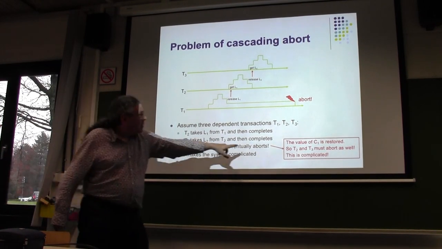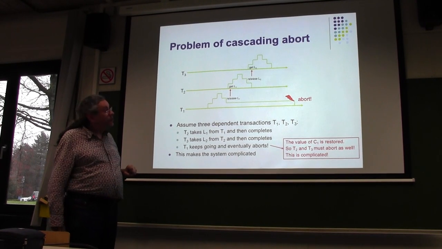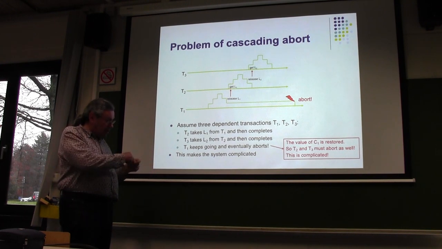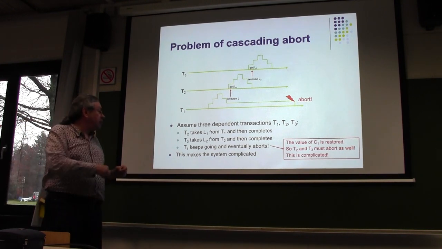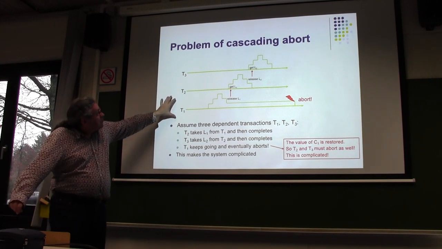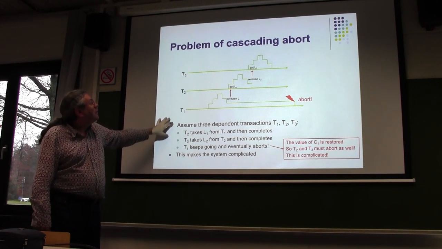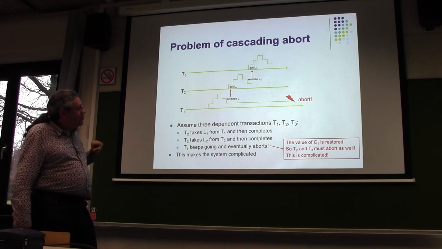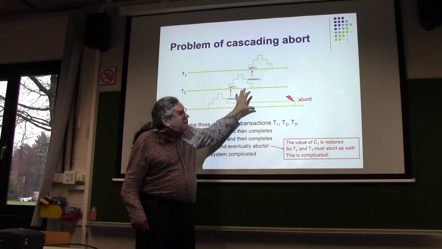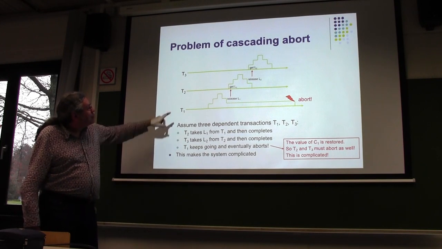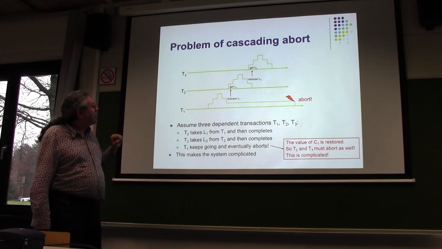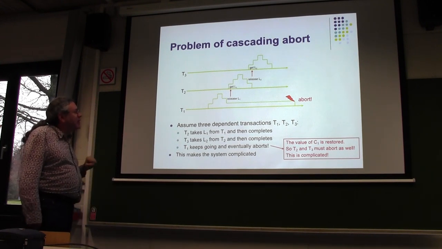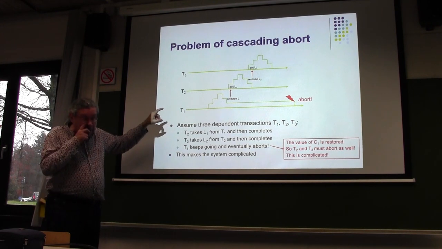T1 aborts, T2 and T3 must abort as well. So T2 and T3 have to dynamically keep track of the transactions they depend on. And it's a chain, it's recursive, and it can get pretty long. You can implement this, some systems do this, but it's complicated. So usually systems don't want to do this, so they make a variation on two-phase locking so this doesn't happen. You can actually do a kind of stronger version of two-phase locking so this cascading abort doesn't happen.